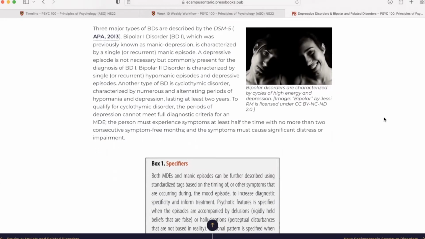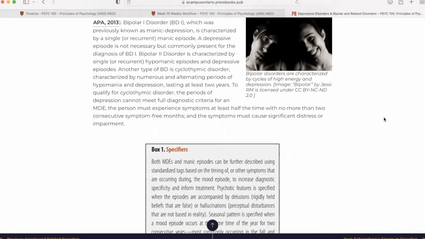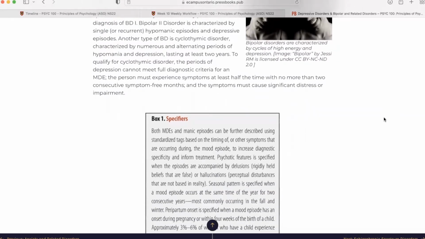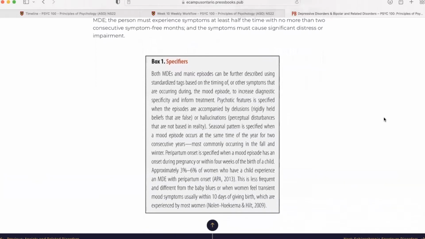Another type of BD is cyclothymic disorder, characterized by numerous or alternating periods of hypomania and depression, lasting at least 2 years. To qualify for cyclothymic disorder, the periods of depression cannot meet full diagnostic criteria for an MDE. A person must experience symptoms at least half the time with no more than 2 consecutive symptom-free months, and the symptoms must cause significant distress or impairment.